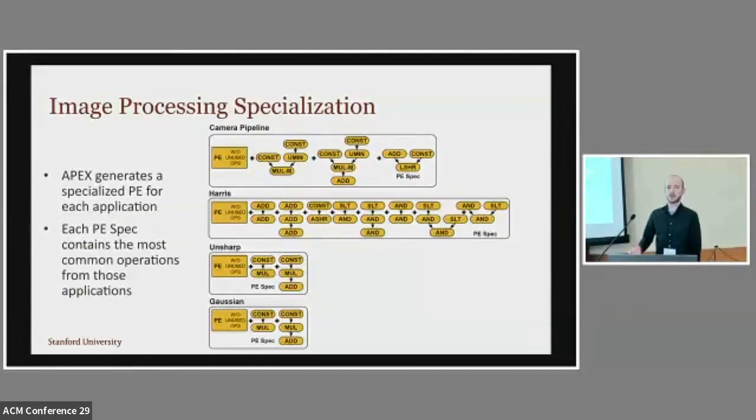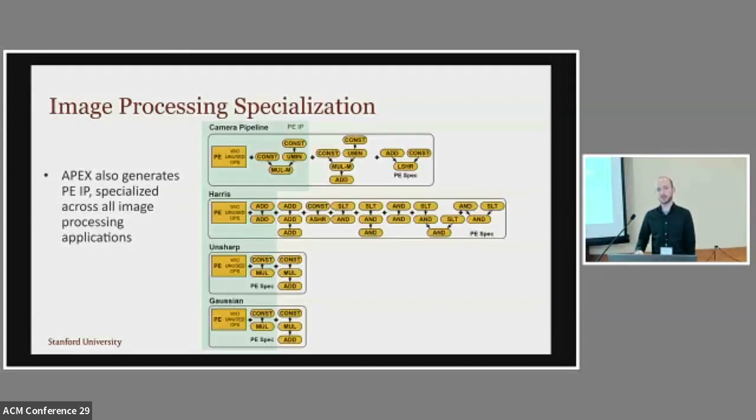Additionally, if you're generating a CGRA, you might want something a little more general, more reconfigurable. So we also generate, APEX automatically generates a PEIP that's specialized across these applications to the image processing domain. The PEIP merges all of the operations that are shaded here in this grayish box.